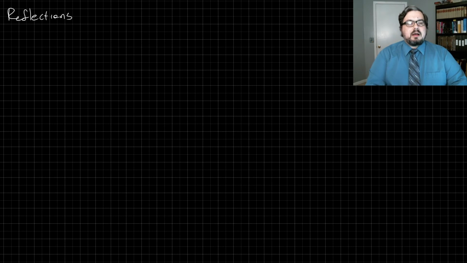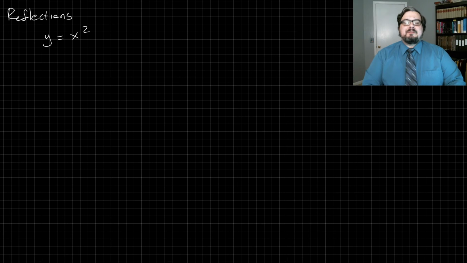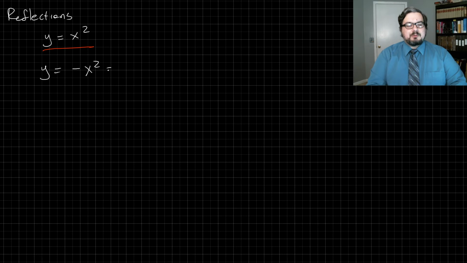And again, let's look at one of our familiar functions. Let's look at y equals x squared. And reflections are going to involve multiplying by negative 1. So let's compare y equals x squared, which again I'll do in red, and y equals negative x squared, which remember is just the same as negative 1 times x squared.